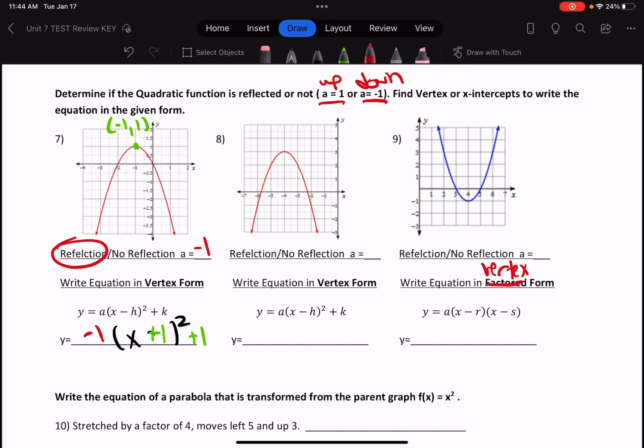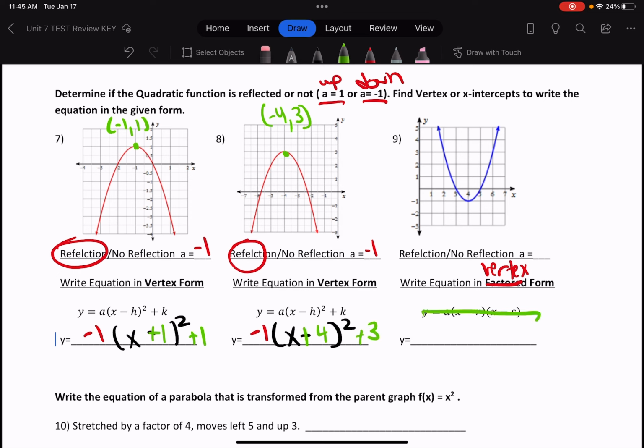For problem number 8, this is also a reflection because it is facing downwards, so my a value is going to be negative 1. And I have a vertex here at negative 4, 3. So my a value is negative 1, and I have x minus my h value, in this case negative 4. So it's actually going to be x plus 4 squared plus 3.